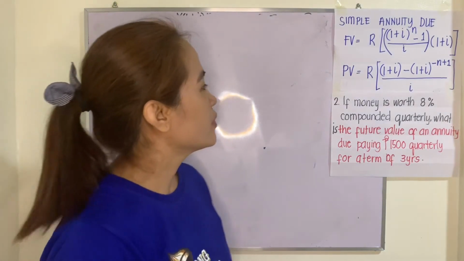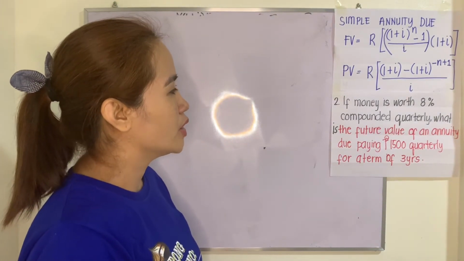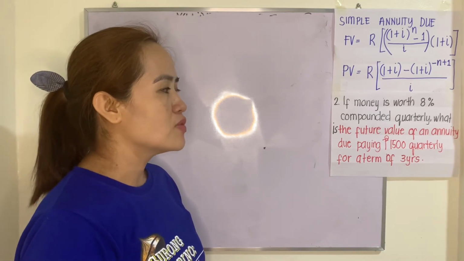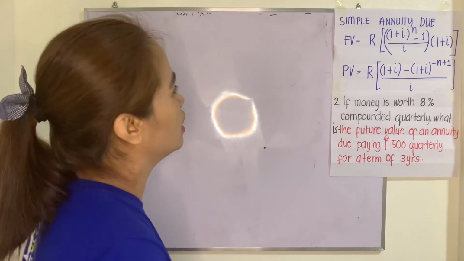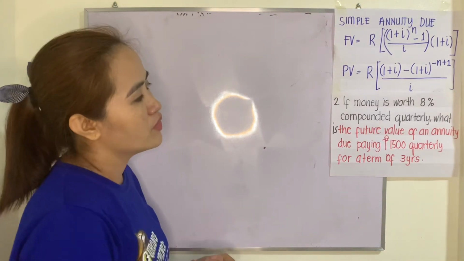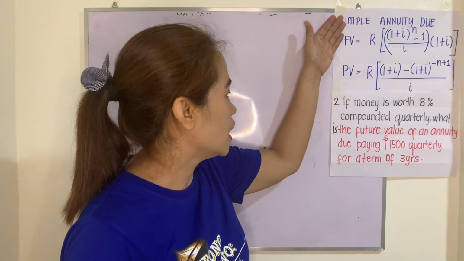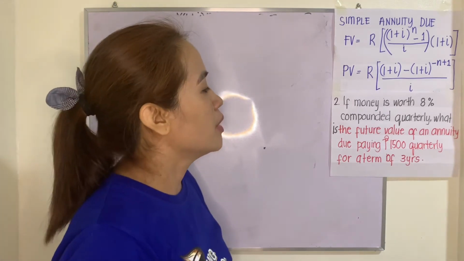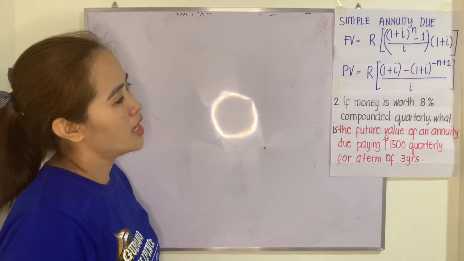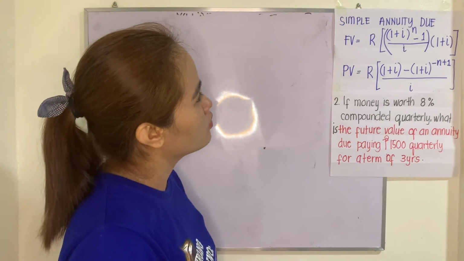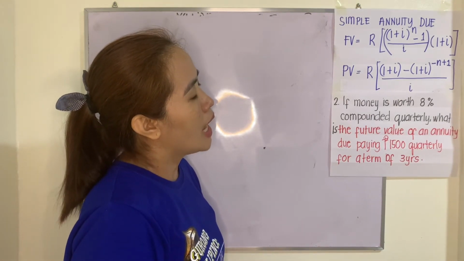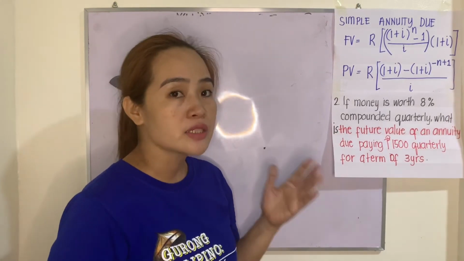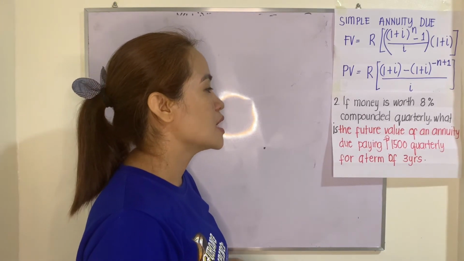Example number 2. If money is worth 8% compounded quarterly, what is the future value of an annuity due paying 1,500 quarterly for a term of 3 years? So let us verify if this one is really a simple annuity. We have quarterly and then quarterly. Compounding period is equal to the payment interval. That's correct, or they are the same. Next, let us identify whether it is really an annuity due. It is already stated here an annuity due. So therefore, it is considered that the first payment is at the beginning.